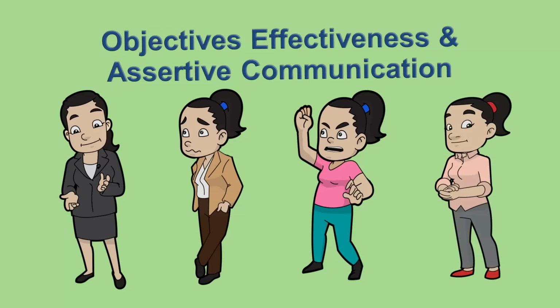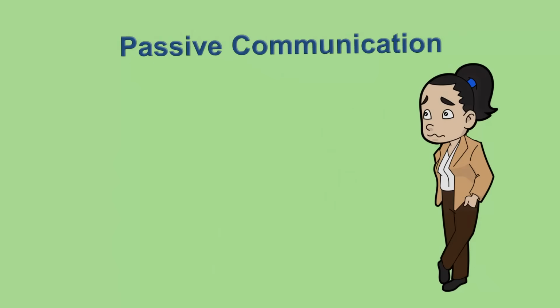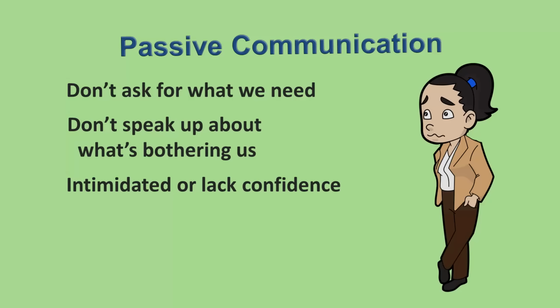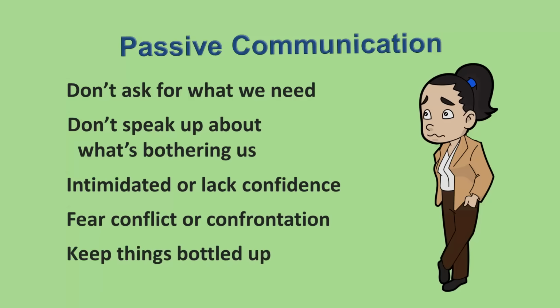So first, let's look at these four main communication styles. Passive communication is often no communication at all. We don't ask for what we need. We don't speak up about things that are bothering us. Maybe we're intimidated or lack confidence or fear conflict or confrontation or all of the above. So we just stay silent, often growing more and more resentful, but keeping our feelings bottled up and not letting people know that we're upset or what's bothering us.